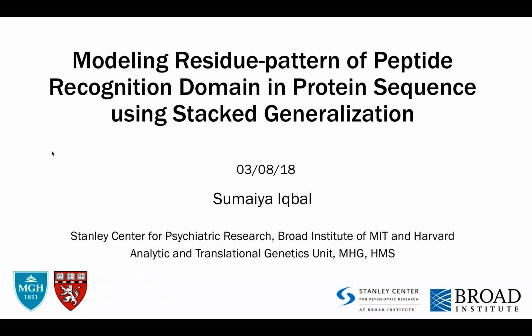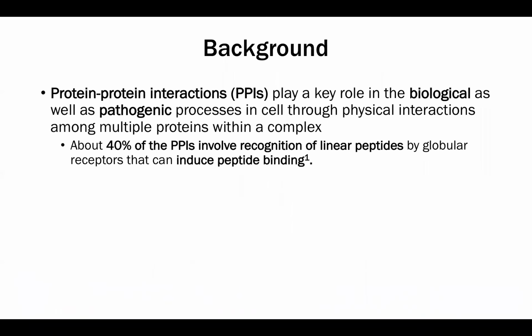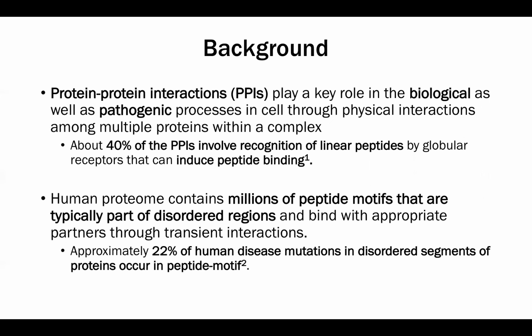So I'll start with a little bit of overview. Protein-protein interactions play a key role in biological as well as pathogenic processes in the cell through physical interactions among multiple proteins within a complex. It is known that about 40% of PPIs involve recognition of linear peptides by globular receptors that can induce peptide binding. The human proteome contains millions of peptide motifs that are typically part of disordered regions and bind with appropriate partners through transient interactions. Approximately 22% of human disease mutations in disordered segments of proteins occur in peptide motifs.